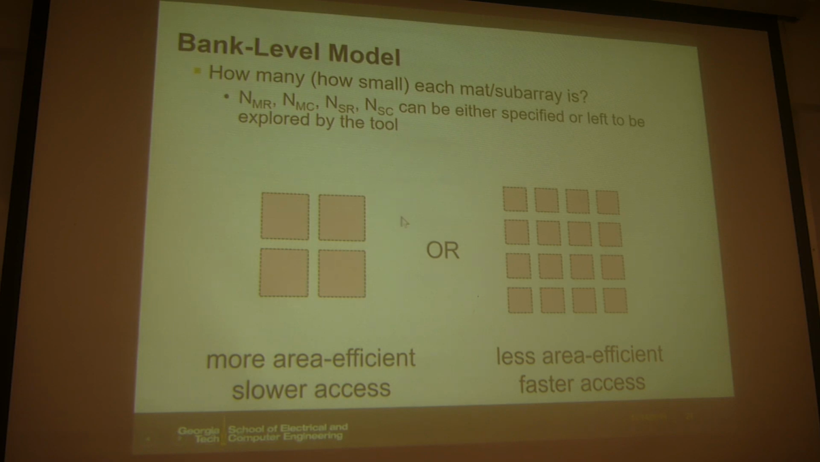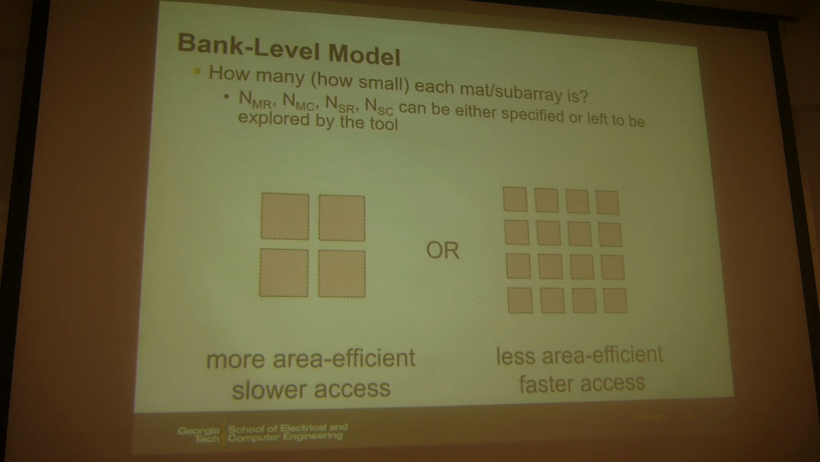The total number of memory cells are the same, but you can have fewer sub-arrays, where each sub-array is larger, or you can have more sub-arrays, each smaller. So which one do you prefer? Any idea? Depends on the application. That's the correct answer. So if it's for cache, which one do you prefer? Left or right? Right.